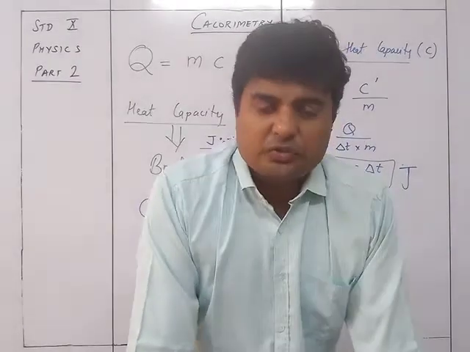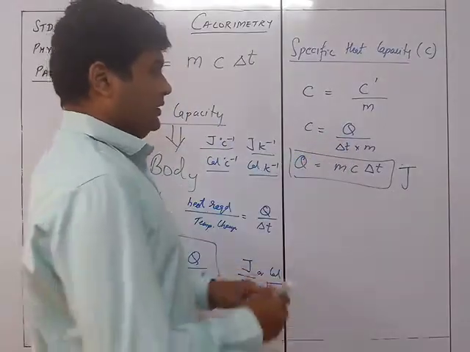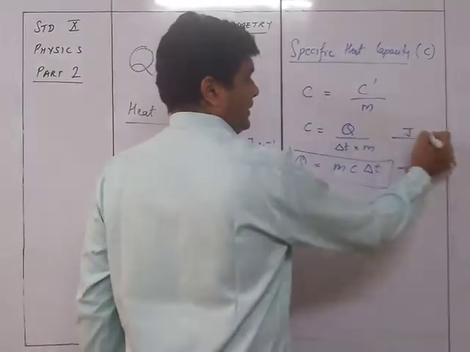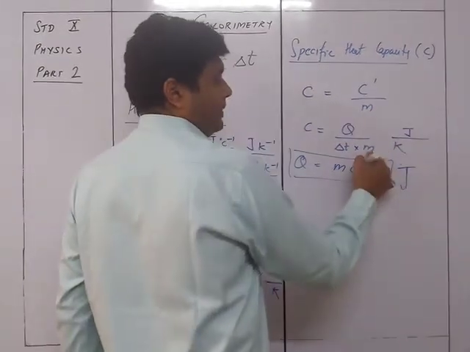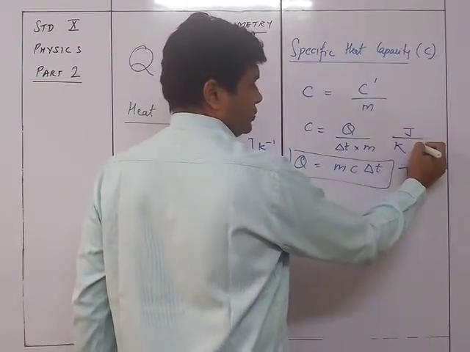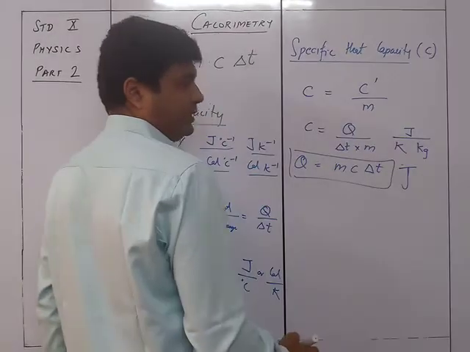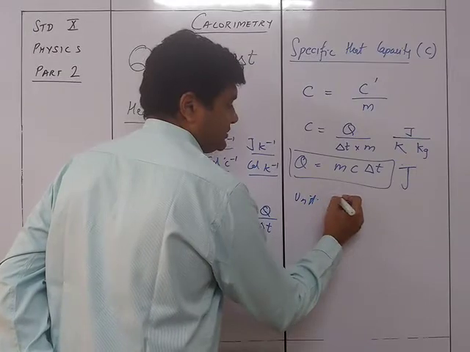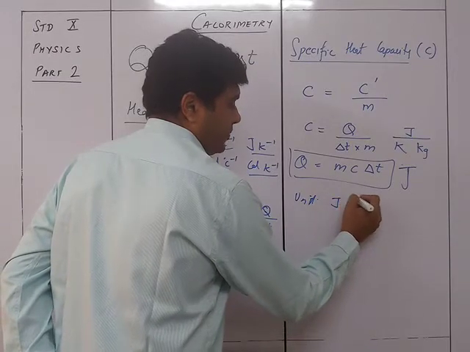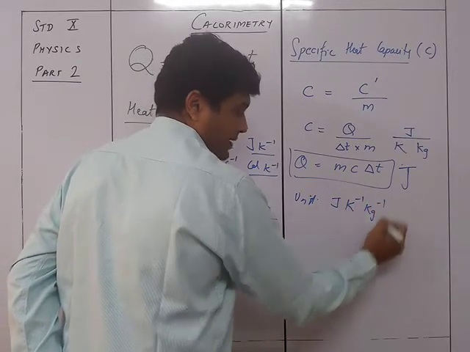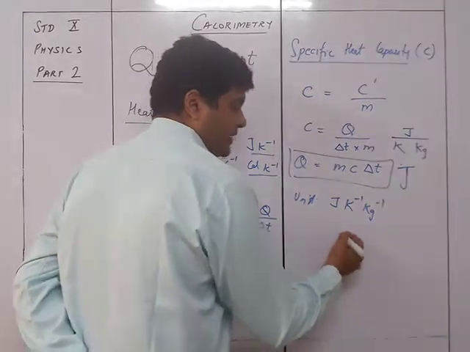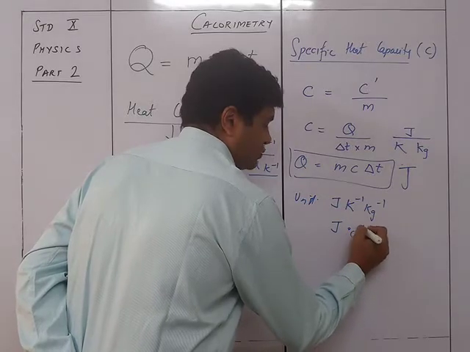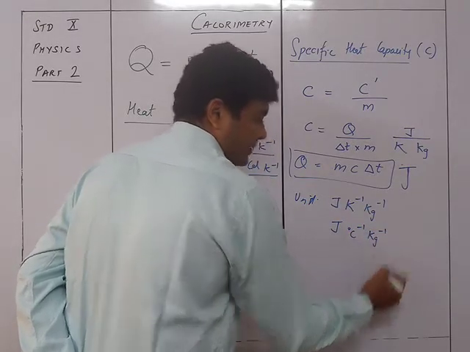Now, what will be the units of the specific heat capacity? You can easily make out from here. Now, Q, we know it is in Joule. Delta T is in Kelvin. And mass is in kg. So, this will be like this. Therefore, the units of this will be given as J Kelvin minus 1 kg minus 1. It can also be given as J degree Celsius minus 1 kg minus 1.